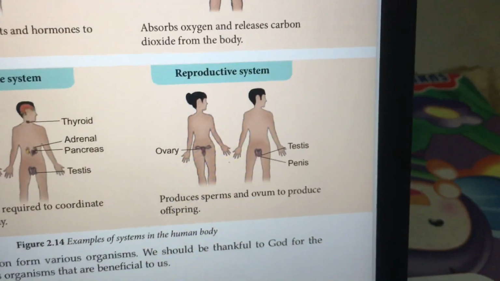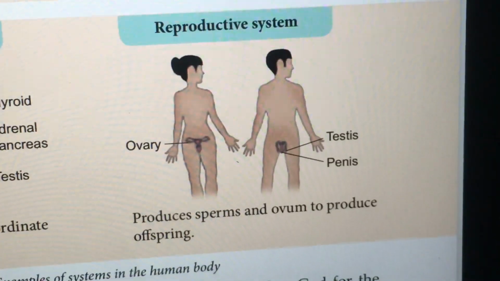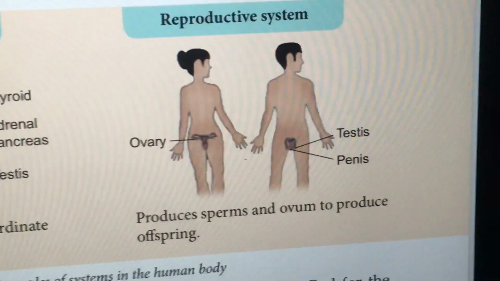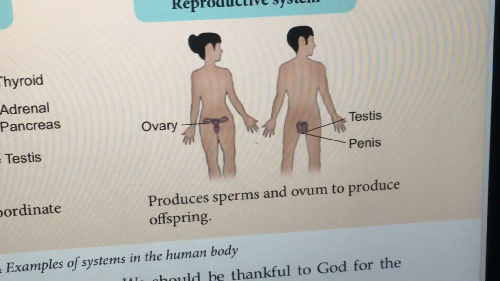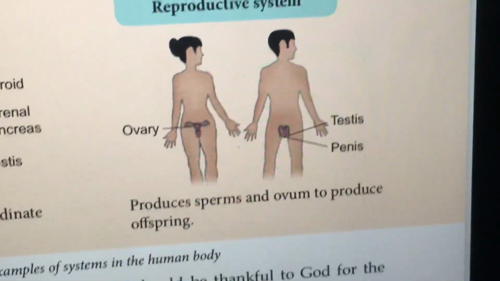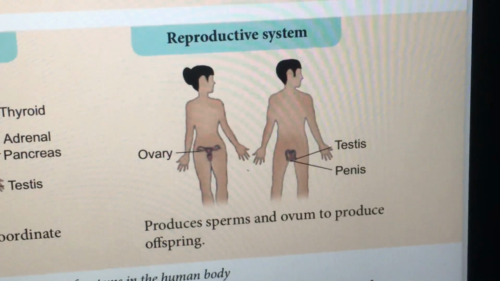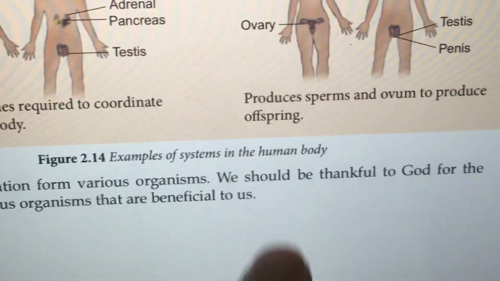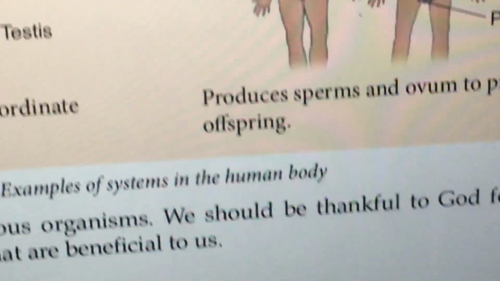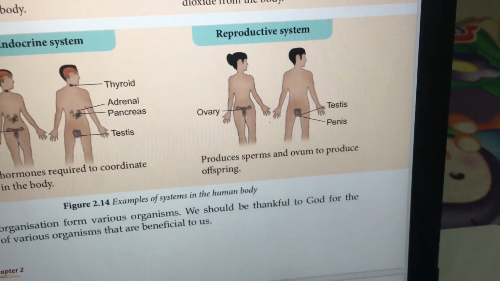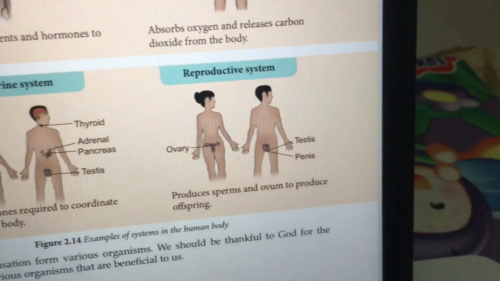Okay, the reproductive system, sistem pembiakan. Kita ada 2, satu di perempuan, satu di lelaki. Alright, it produces sperms and ovum to produce offspring. Okay, untuk membiak, untuk menghasilkan anak. Offspring is anak, by the way. So dia menghasilkan sperma dan ovum untuk menghasilkan anak.